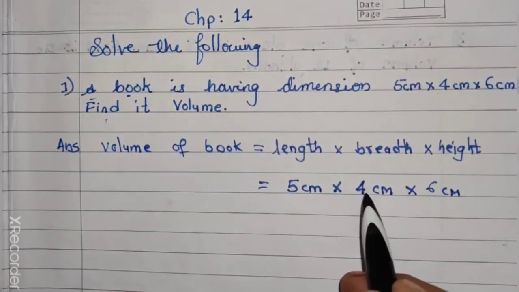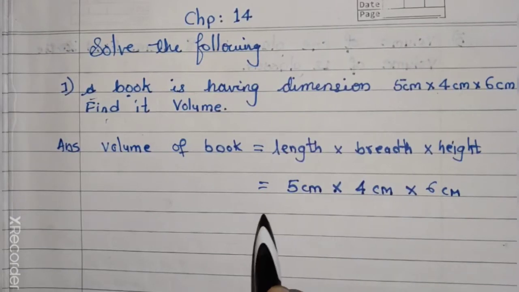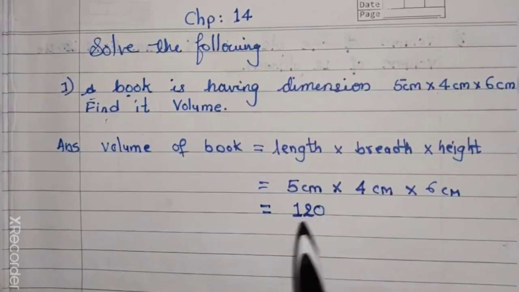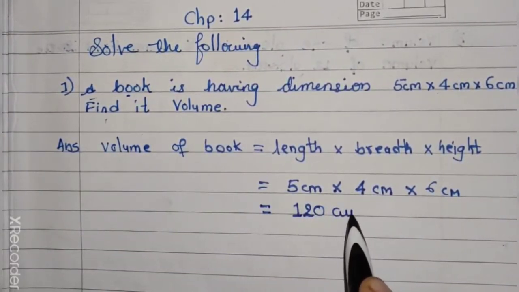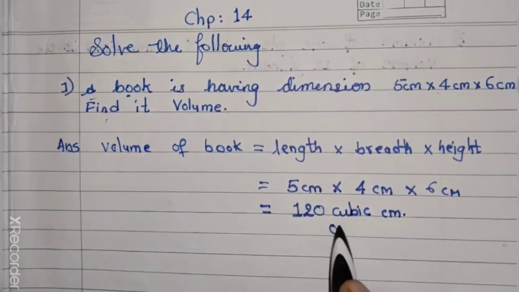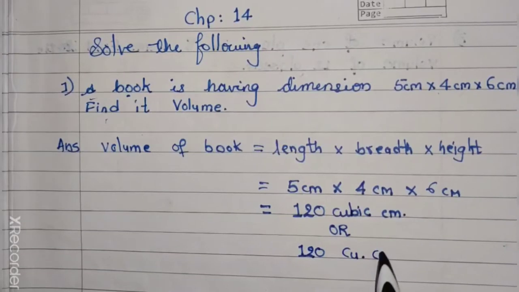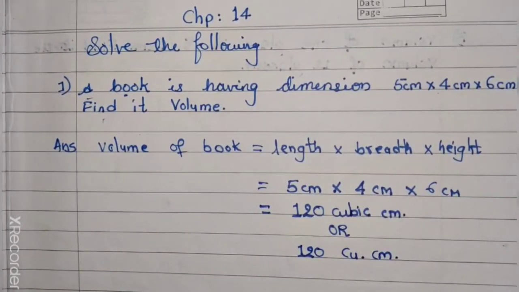5 4s are 20 and 20 6s are 120. So your answer is 120 and the unit of volume is cubic. So we are going to write like this, cubic centimeter. Or you may write down the short form of cubic centimeter like this, cu. dot for cubic and centimeter. I hope students you understood this. Let us go on to the next question.